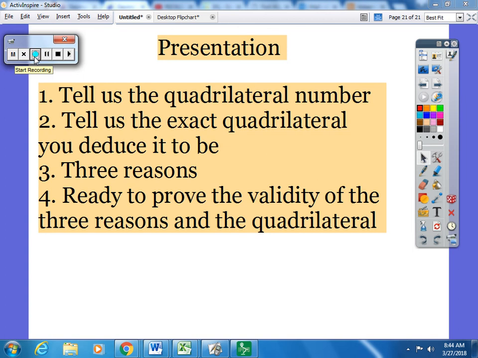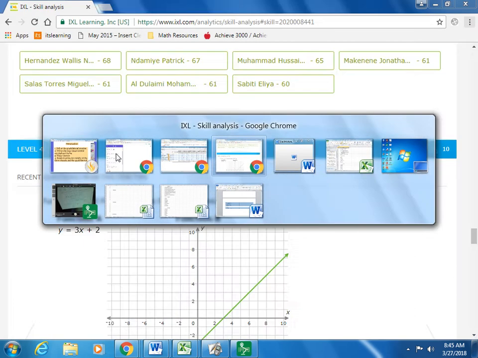So this is what you need for your presentation. First thing you're going to have to do is tell us the quadrilateral number. So if it's 1, 2, 3, 4, 5, or 6, then tell us the exact quadrilateral you deduce it to be. Deduce means you have to do something. You have to use reasoning to figure out what kind it is. All right? You can't just use patterns.